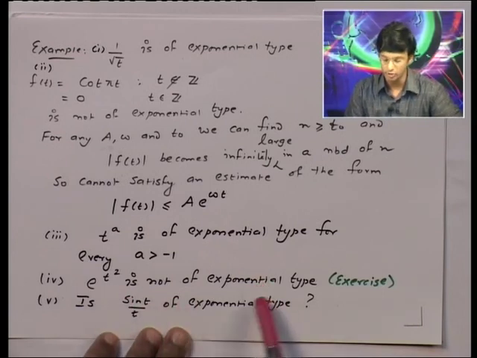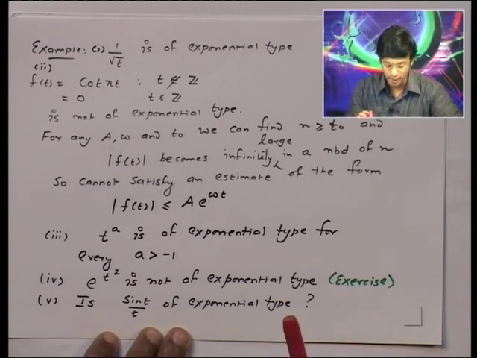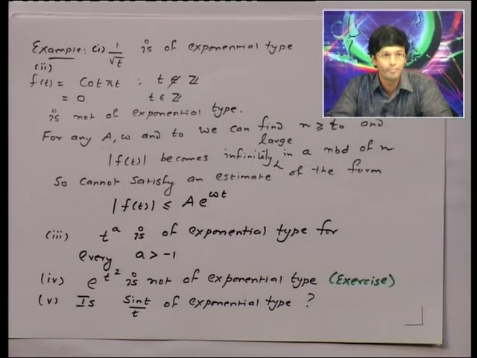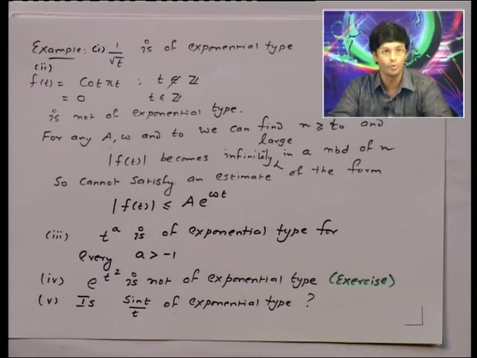E to the power t squared is not of exponential type. This is an exercise. Is sin t upon t of exponential type? It is, because at the origin it is continuous, and so the integral of sin t upon t from 0 to t is a proper Riemann integral. It is not even an improper integral, it is a continuous function actually. At the origin you define its value to be 1, and so everything is nice, and as you go along the thing is actually going to 0 as t tends to infinity. So, it is surely of exponential type.